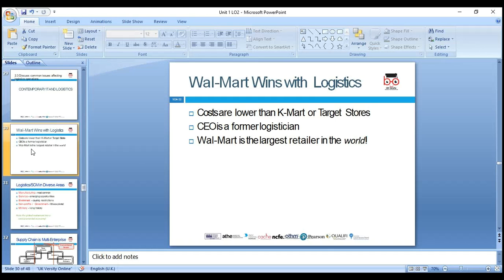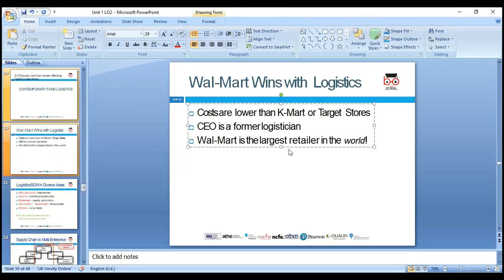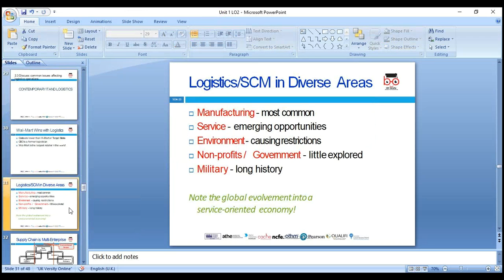We have here an example of Walmart winning with logistics. Its costs are lower than Kmart or Target stores. The key is logistics. A lot of people come into logistics from different backgrounds and industries, because cross-industry learning is very important. You're working in manufacturing, but maybe you need hospitality industry experience to learn people's sentiment, because of delivering goods. Walmart is the largest retailer in the world.